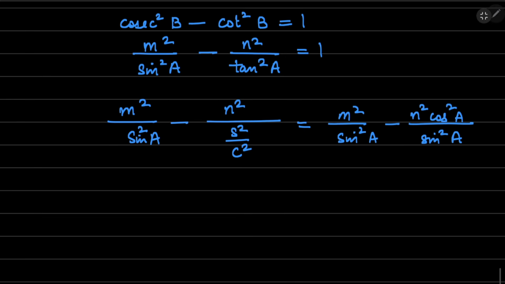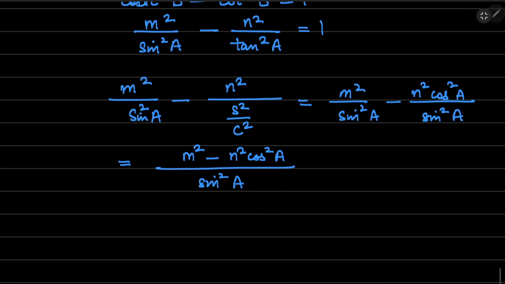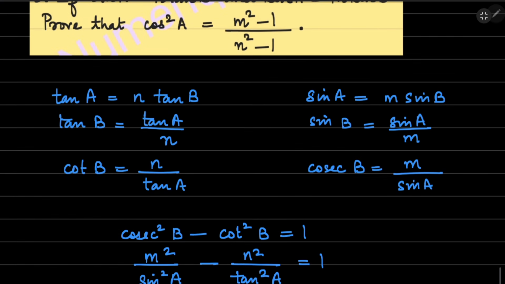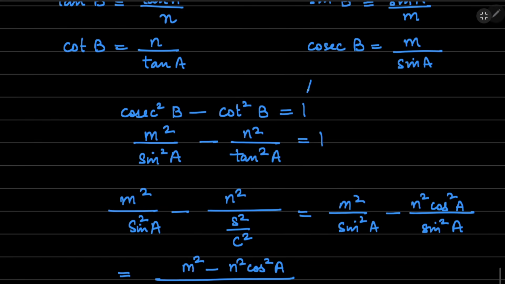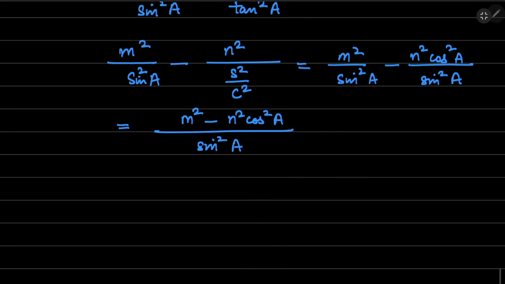Right now, what can I do? Take sin square A common as the LCM. So, in numerator, you will have m square minus n square cos square A. Now, what is it equal to? Based on the identity, you are using an identity and it's equal to 1. Cross multiply. So, what will you get? M square minus n square cos square A equal to sin square A.